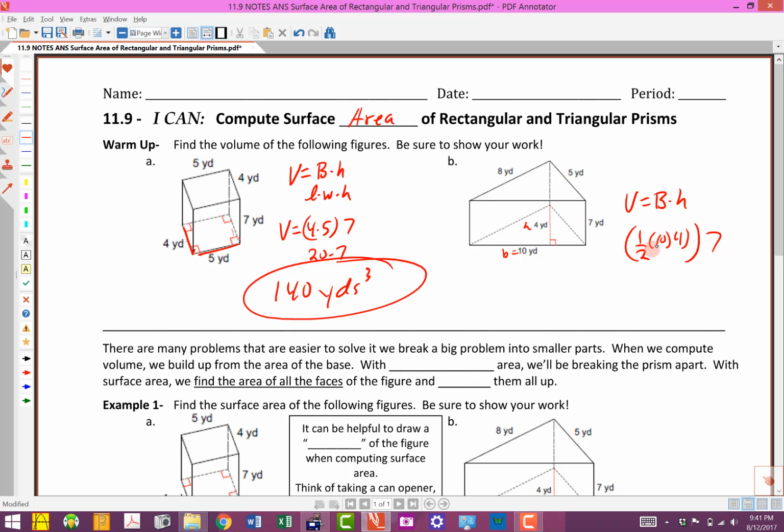So we're going to multiply these together. We're going to cancel there. That's going to be a 5. That's going to be 20 times 7. So we end up with 140, and these are all yards, so this is also yards cubed.